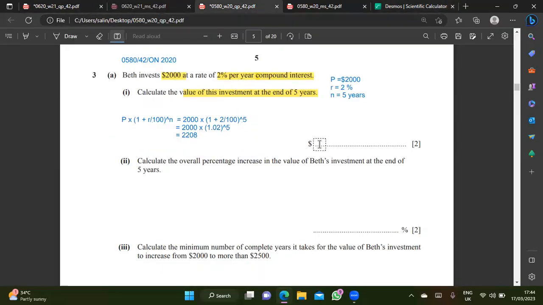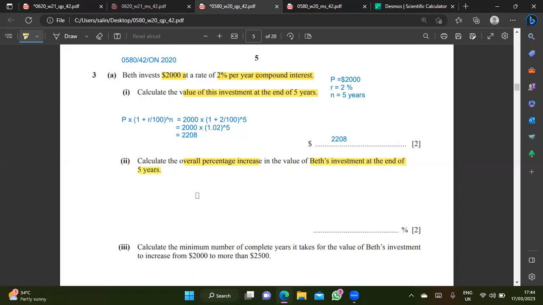Okay, then we put the answer, 2208. Okay, so in order to do this question, the formula, yeah, you have to remember the formula. You have to memorize it. Right. Next question. Bismillah. Calculate the overall percentage increase in the value of Beth investment at the end of 5 years.